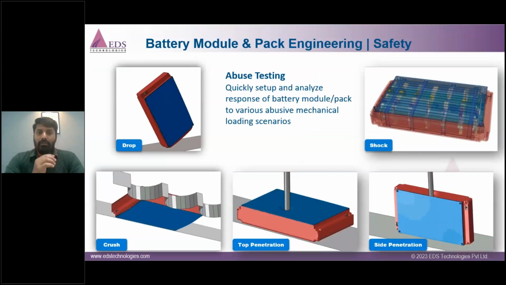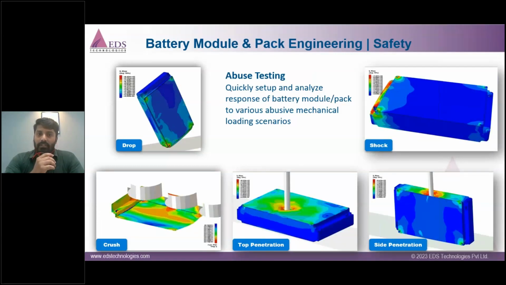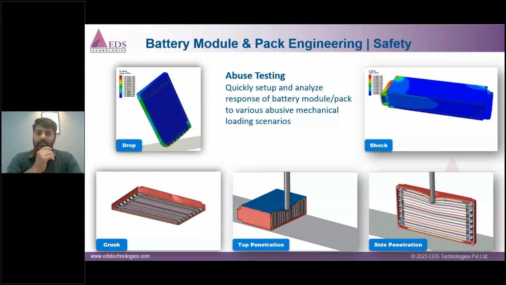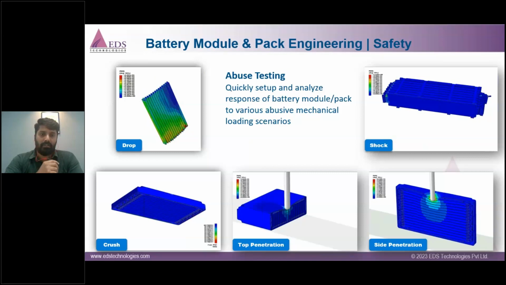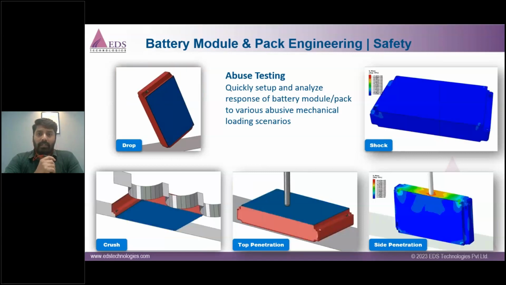As I mentioned before, you can always perform different criteria for a single model setup. You can perform a drop test, a shock test, or a penetration test, which can be either a side penetration or a top penetration, or else you can perform a crush test of your complete module and pack. These kinds of abusive tests can very well be simulated with the help of the general contact algorithm.